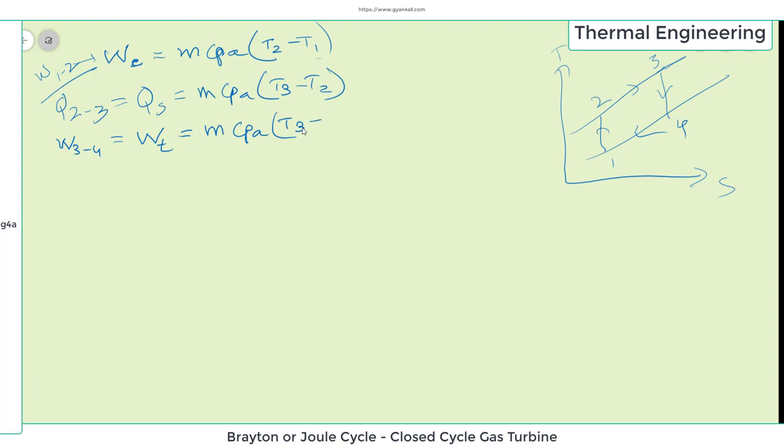T3 minus T4. Good. Excellent. Next, what other process was there? Process 4-1. In process 4-1, we know no work is done during the process. What happens in process 4-1? Only heat is rejected.